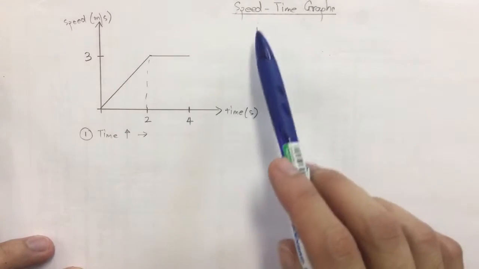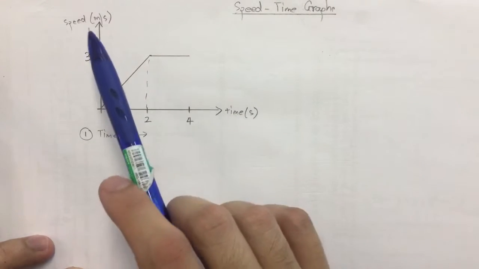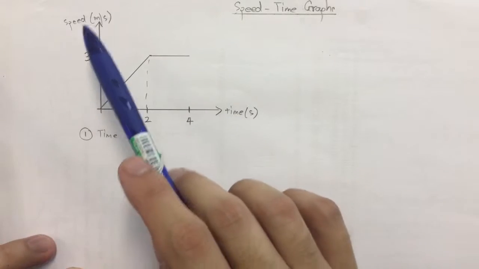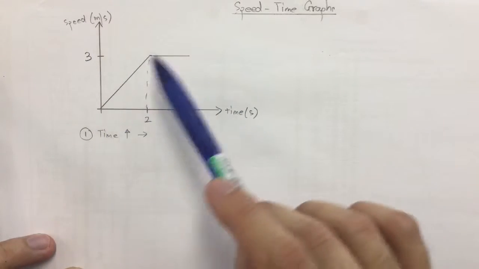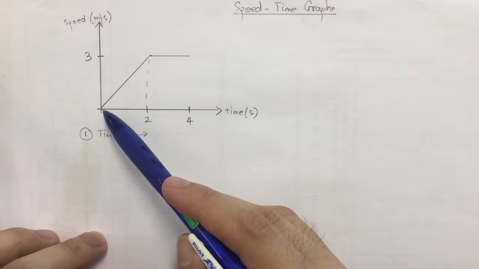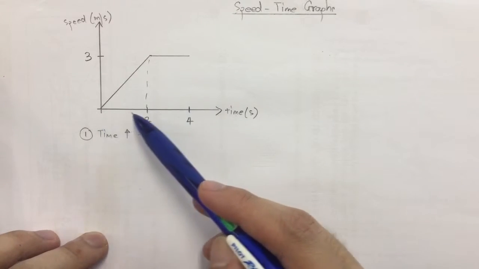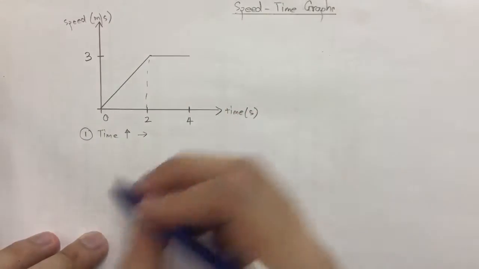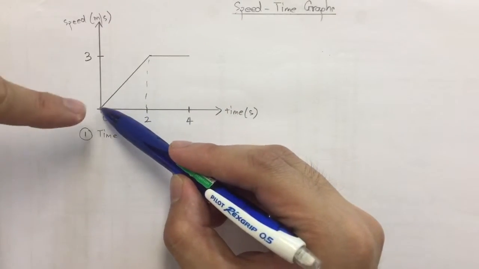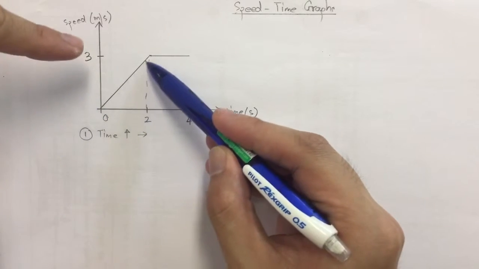Alright, now we're going to look at speed time graphs. Previously we were looking at distance time graphs. So same thing, we're going to understand what happens as we go along the line. It's a different story. So for example, as I go along this line, you know that time is passing, it's increasing. 0 to 2 to 4 seconds, so on and so forth.